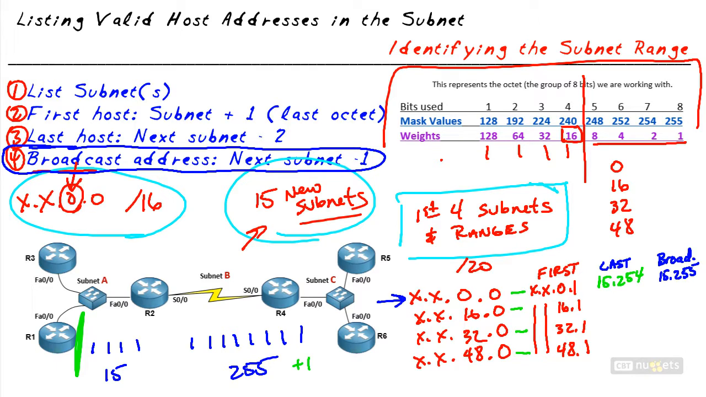Let's go ahead and do that same game again, and let's do it for subnet 32. And we can follow these exact steps. So on the 32 subnet, the first valid host is 32.1, the last valid host is 47.254, and the broadcast would be 47.255, and then the next subnet, of course, is 48. So here's our first, here's our last, and here's our broadcast address for the subnet.